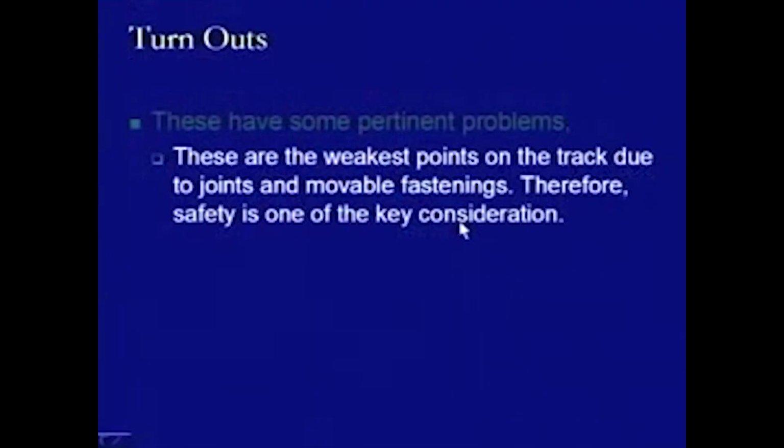So, it means wherever the turnout has been provided, that turnout location becomes the weakest point on the track, and in such a condition safety becomes the main consideration of the design. So, we have to look at that while making a turn from one track to the other track, there should not be any derailment or any overriding of the rails at that particular location. So, this is one of the aspects which needs to be taken care of.